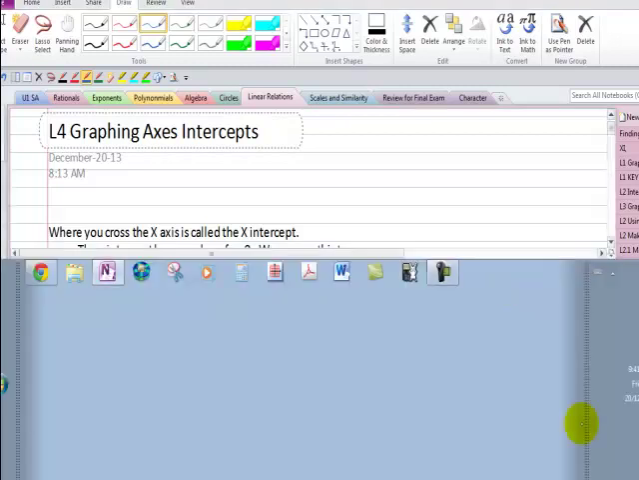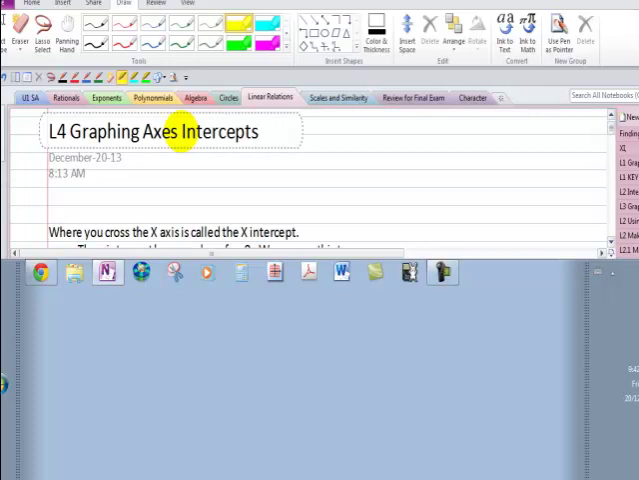So today we're going to learn one more different type of method of graphing. There are several different methods, and you want to have all the tools in your toolbox so you can use different methods to help you out with some of the harder questions. So this one, the title is Graphing Axes Intercepts. What is an intercept and what is an axis or axes?